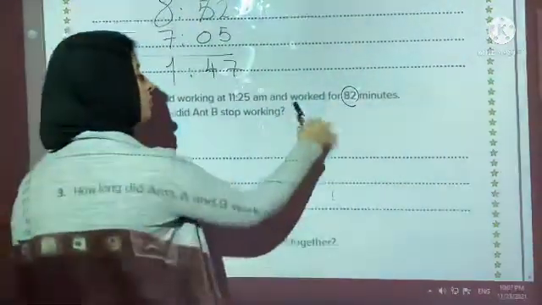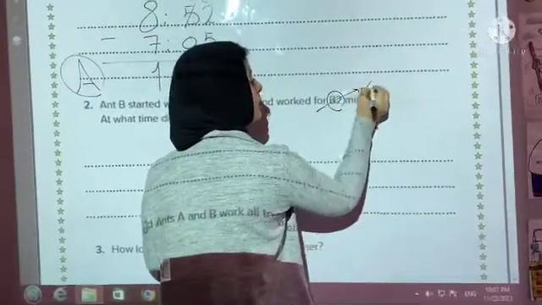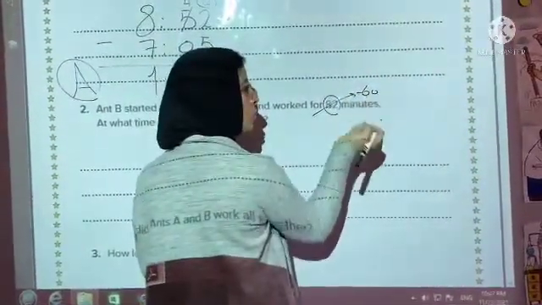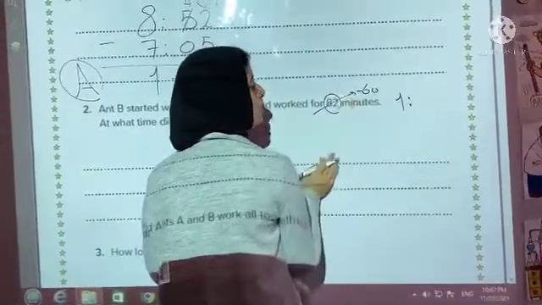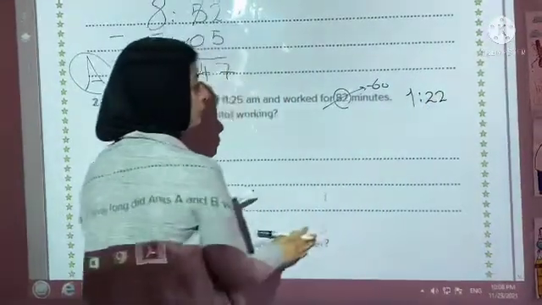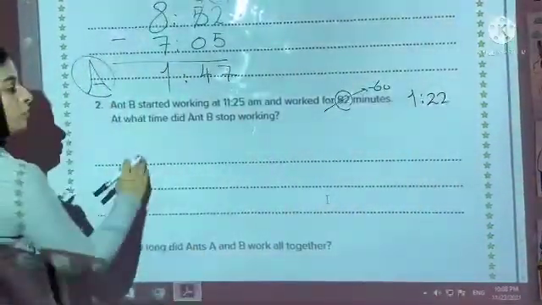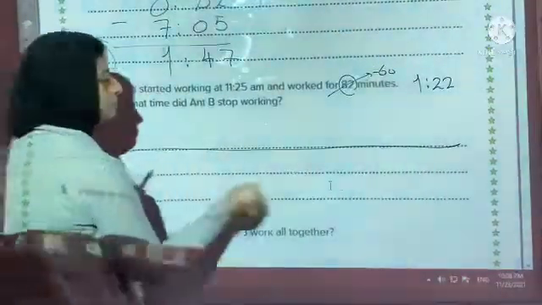So these 82 minutes equal how many hours? I'm gonna make it minus 60. So I want to collect now 1 hour. So it will be 1 hour, and 82 minus 60 will be 22. Okay, now I want to solve this one by the time line.